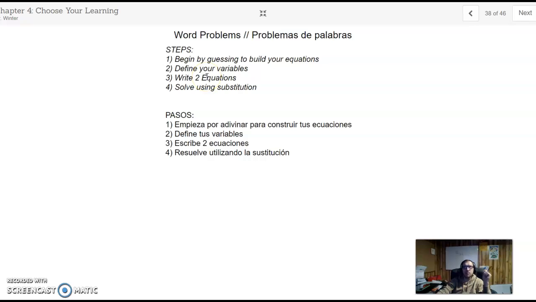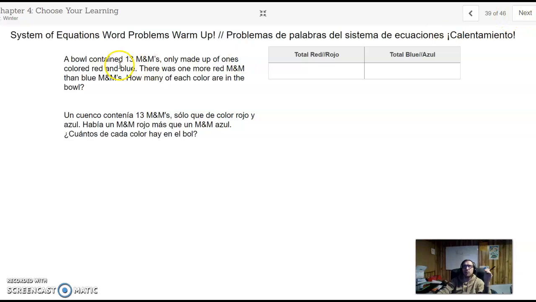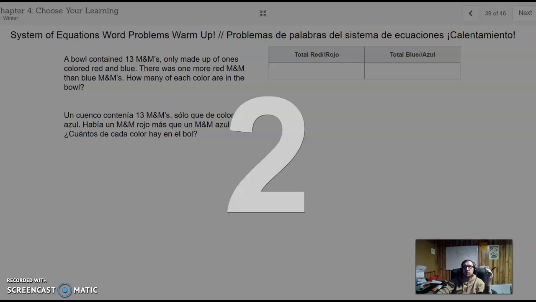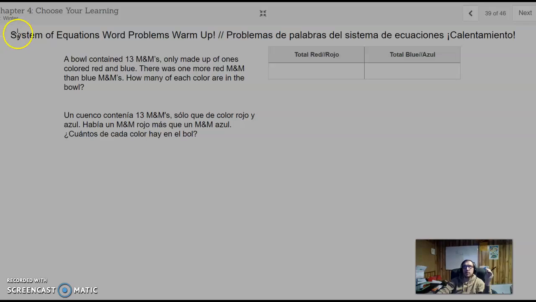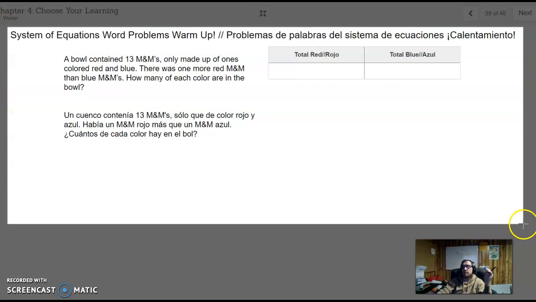The next section is about word problems, and so I want you to dig into these word problems, keep practicing them. The solutions here we'll walk through, but I want you to just read through this question first. Tell me how many total red and how many total blue. Okay, so I'm trying to grab this slide here.